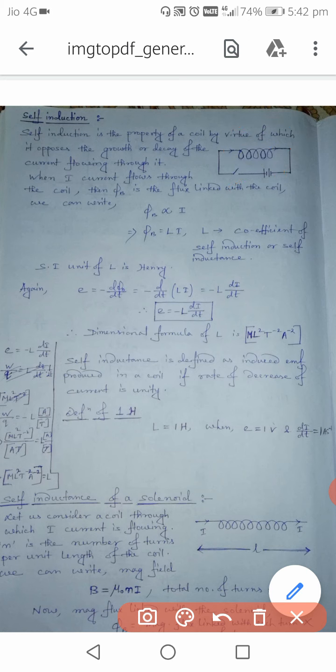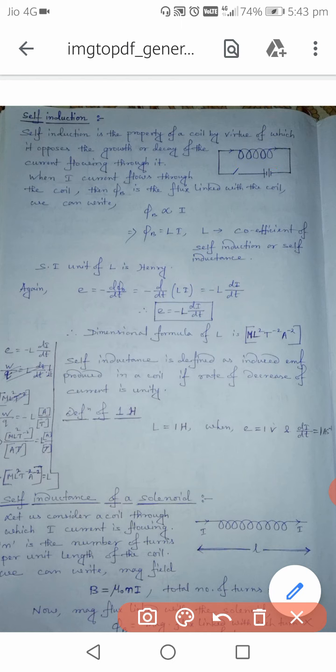Now due to this change in flux, how is flux changing? Initially there was no current, so flux was 0. Then suddenly current in the circuit developed, so there will be some flux. So that means flux is changing from 0 to a certain value. So due to change in this flux in the coil, there will be induced EMF. Okay, and this process is called self-induction. Why self-induction? Because current is flowing in the coil itself, and the induced EMF is also produced in the same coil. So it is a self-induction.